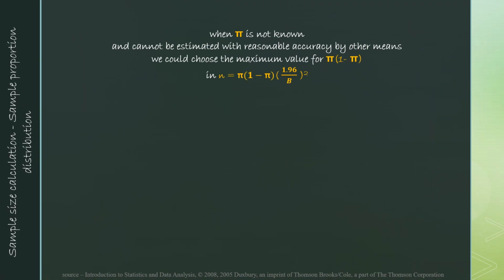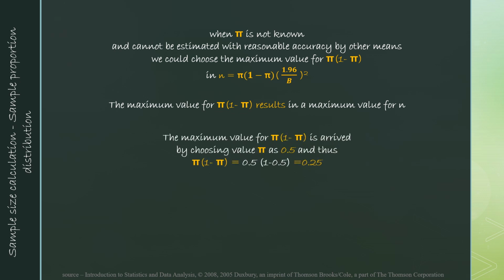When pi is not known and cannot be estimated with reasonable accuracy by other means, we could choose the maximum value for pi multiplied by 1 minus pi in the expression for n. The maximum value for pi multiplied by 1 minus pi results in a maximum value for n, and that can be considered a compromise given pi is unknown. The maximum value for pi multiplied by 1 minus pi is arrived at by choosing pi as 0.5, and thus pi multiplied by 1 minus pi equals 0.5 multiplied by 1 minus 0.5, that equals 0.25.